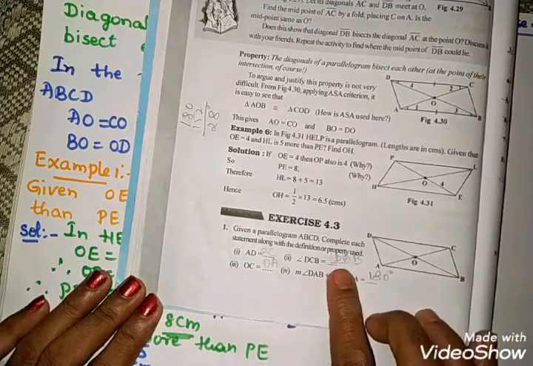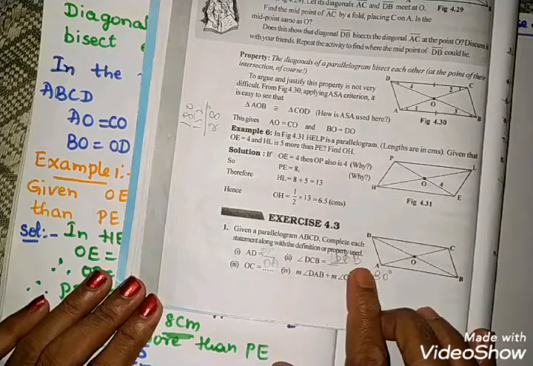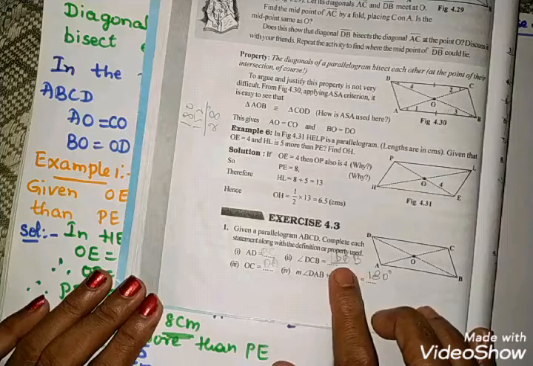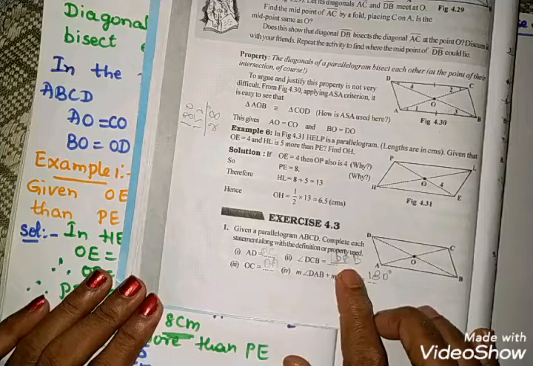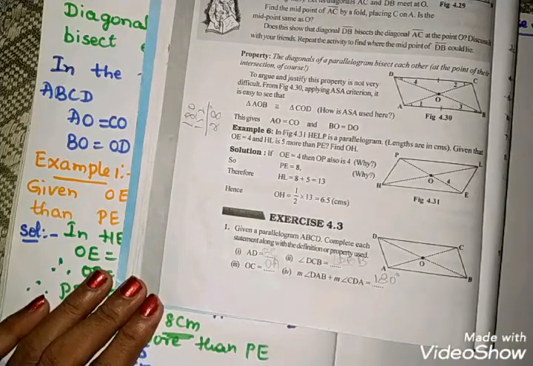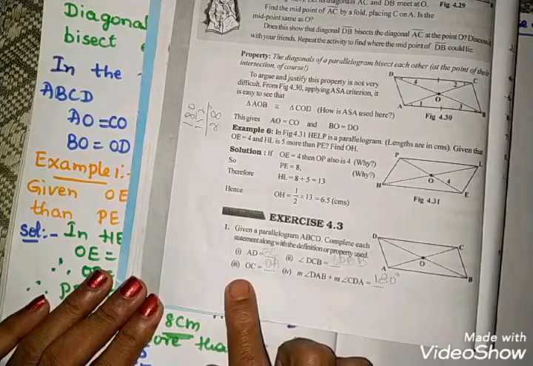DAB. I must write DAB, isn't it? And what is the reason for that? Opposite angles of a parallelogram are equal. That is the second one. Next, move on to the third one.